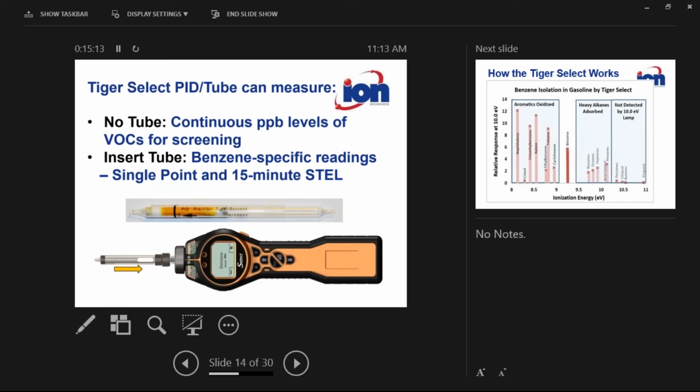Then, if you want to continue, you can continue with this tube to go for a 15-minute STEL reading. The tubes, in combination with a fairly low flow of the instrument, allow you to read for 15 minutes or even more in some cases.